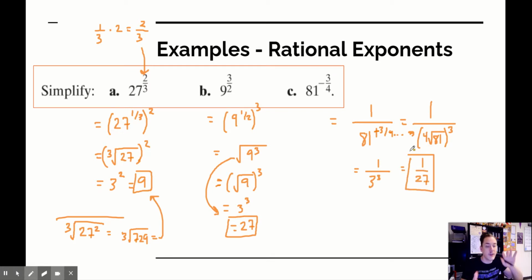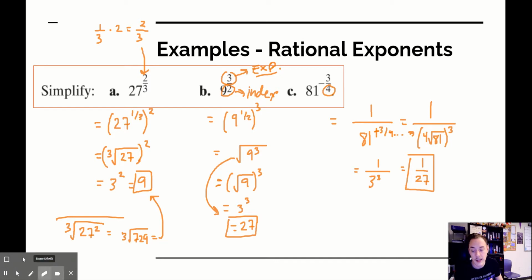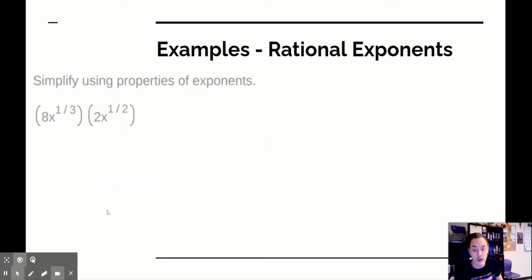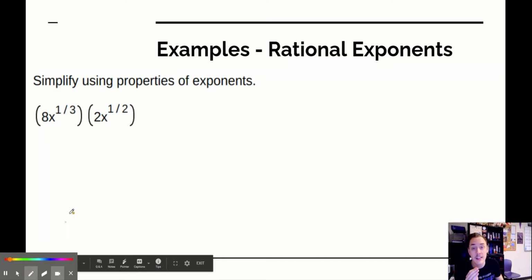So you can flip-flop back and forth and try to figure all these out. The best thing I need to understand is that my denominator is my index, whereas the numerator right here is my exponent. That's the main thing you need to understand. And that exponent can be placed inside with the base, underneath the radical, or outside the radical. It doesn't matter. All right, so now let's get to actual intense examples that you're going to see on MyMathLab.